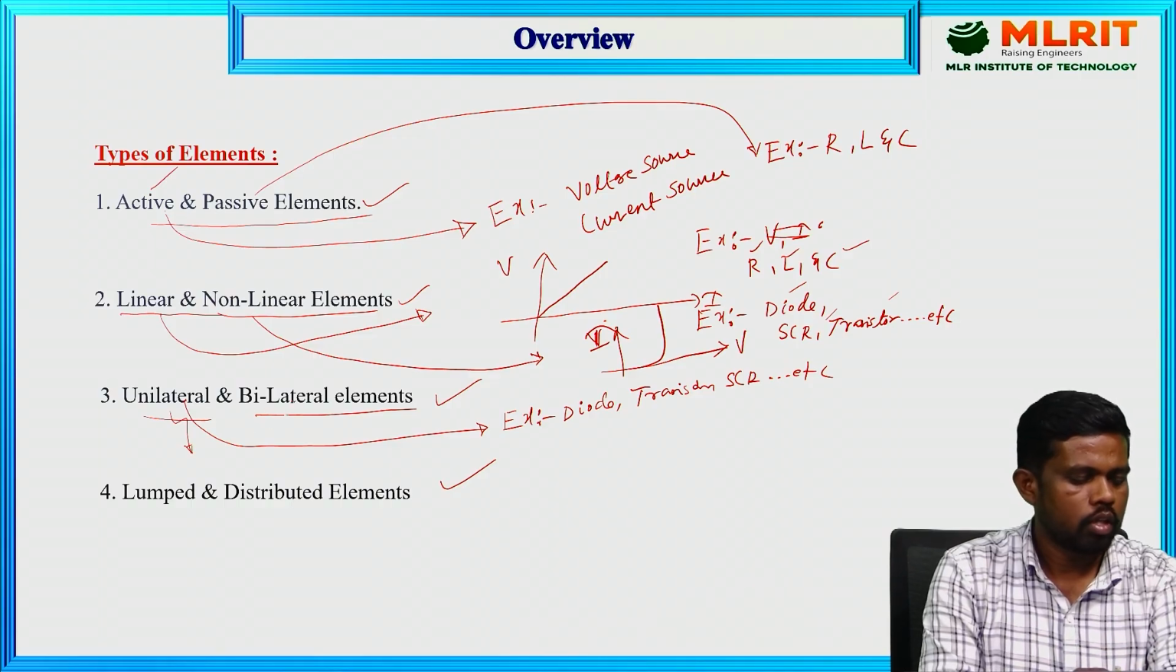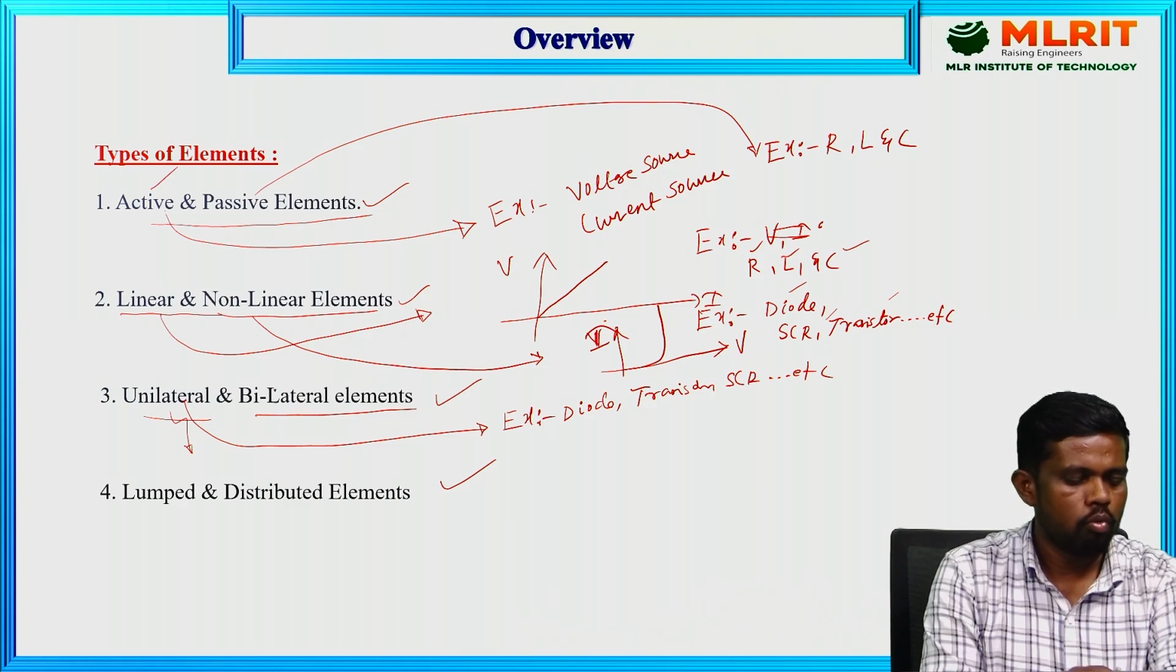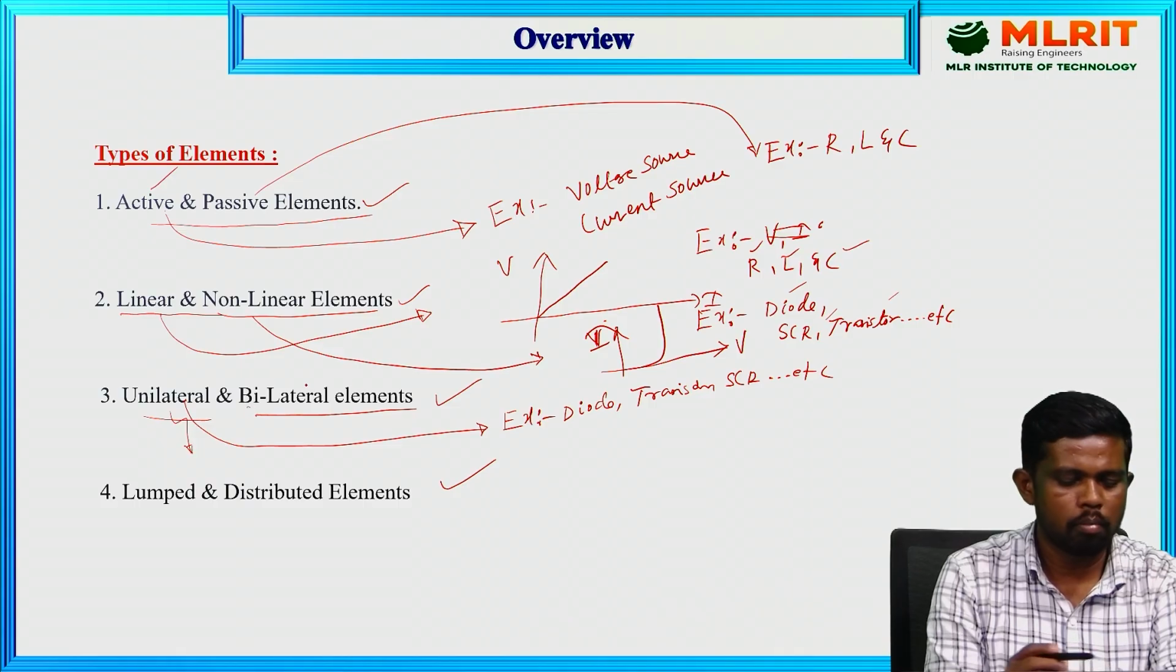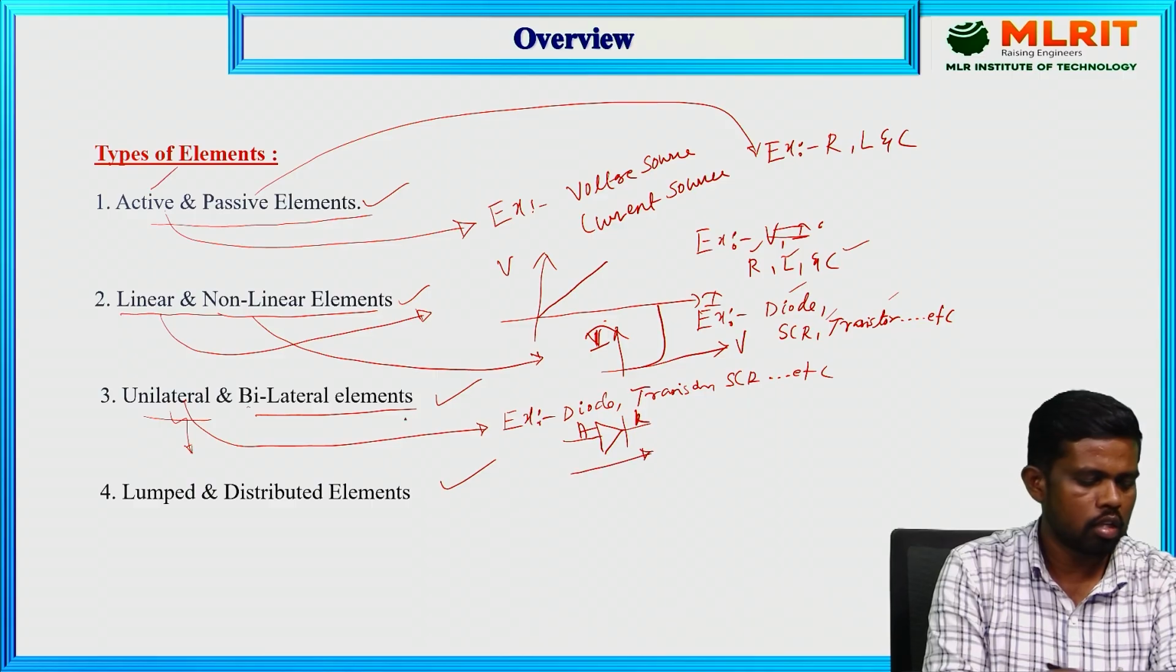Now coming to the bilateral elements, also called bidirectional elements. In electrical circuits, whatever elements allow or accept the current flow from both directions, from both ends. Previously we took a PN junction diode. In the PN junction diode, the current flow always happens from anode to cathode only. That's why these kinds of elements are called unilateral elements.